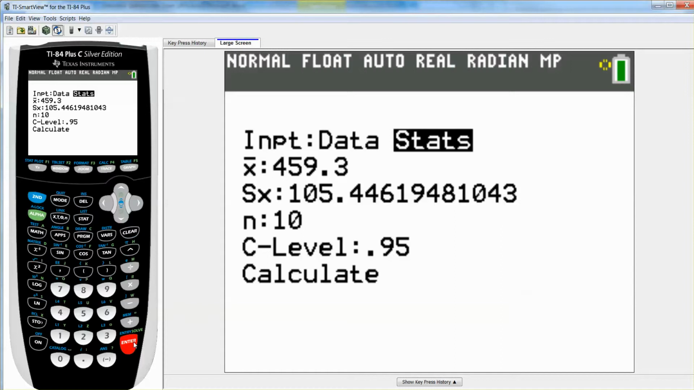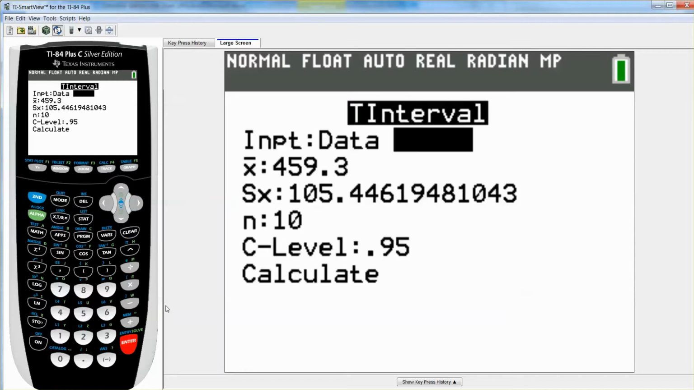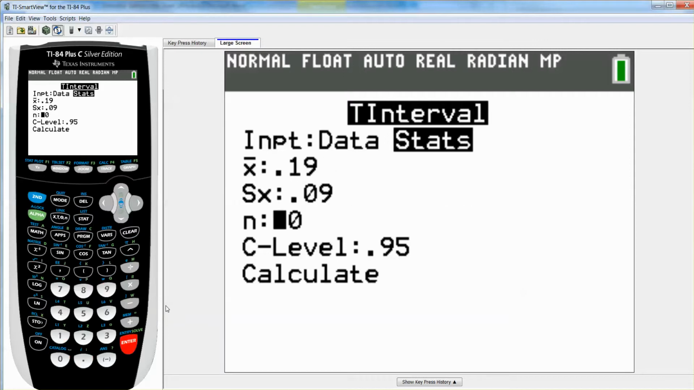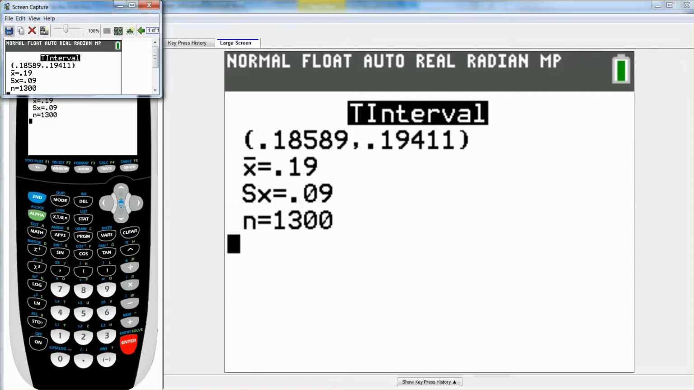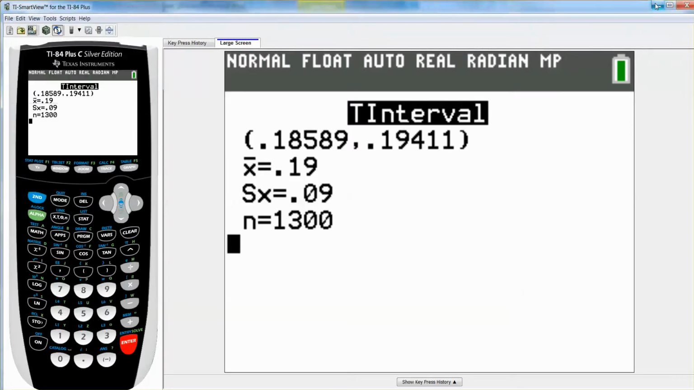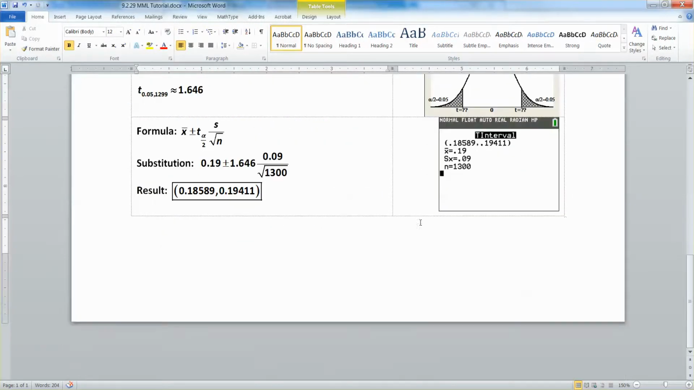All right, now data, remember, is when we have a column of data, like raw data, but we didn't have that in this instance, so there's no way we're using data. So I'm going to move my cursor to Stats and press Enter. And I'm going to type in the numbers I have. I have an X bar of 0.19. I have an S of 0.09. And my N was 1300. And then I have a confidence level of 0.90. I'm going to go down to Calculate and press Enter. And there it finds it. So 0.18589 and 0.19411, excuse me. There we have them all in there.